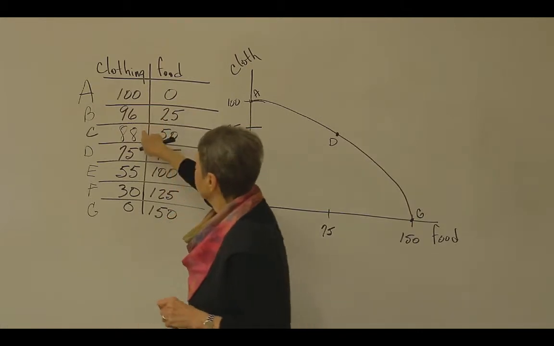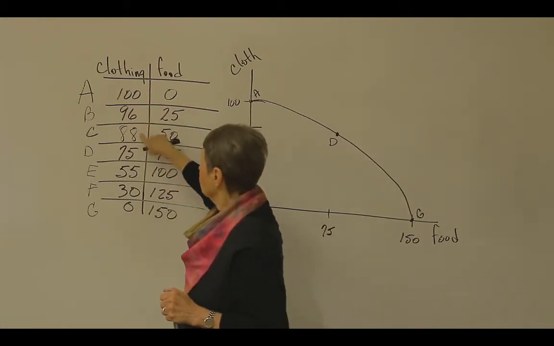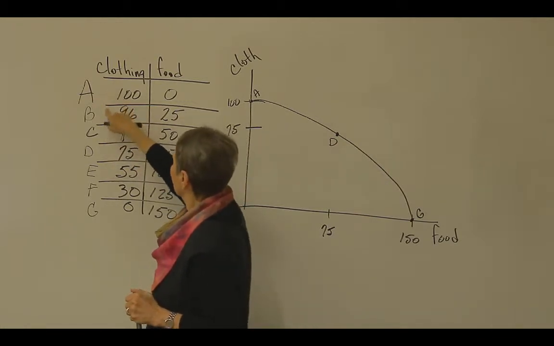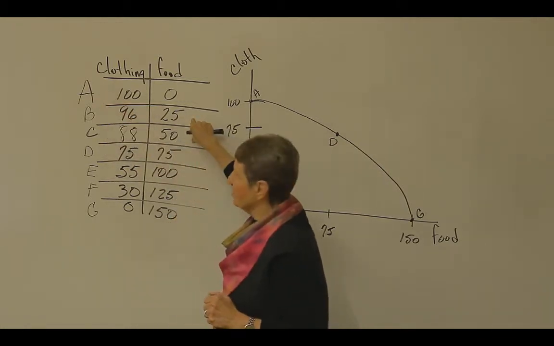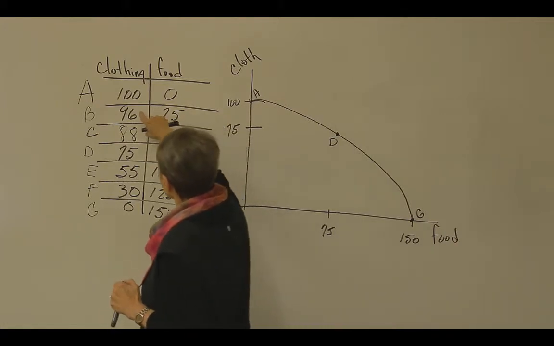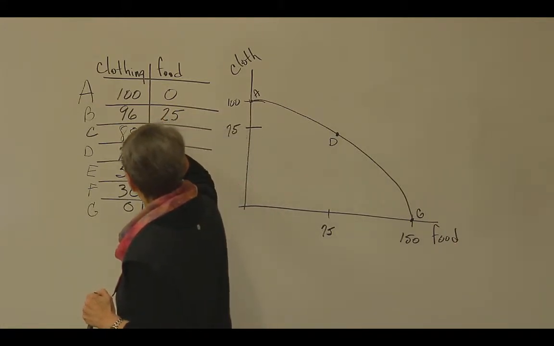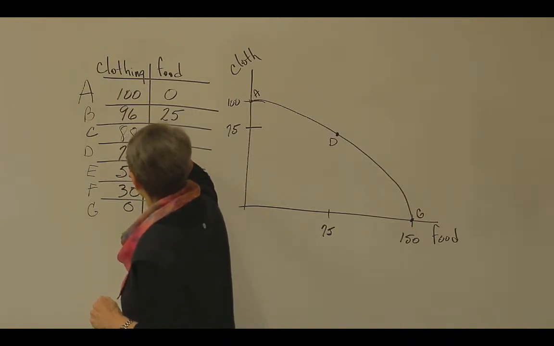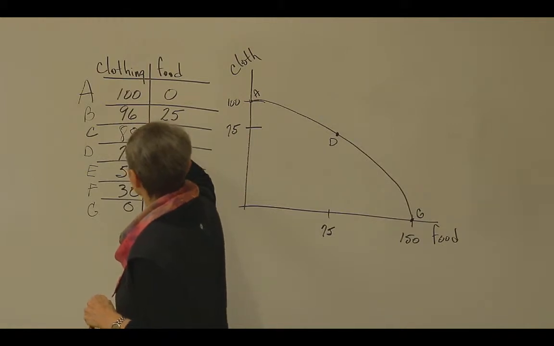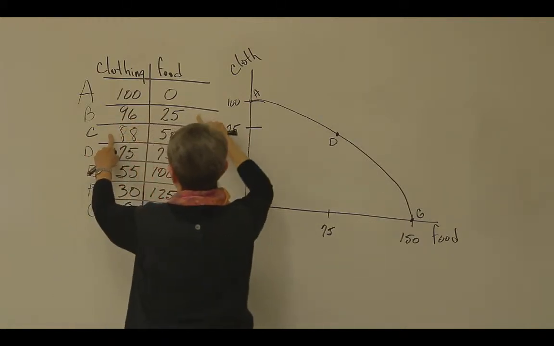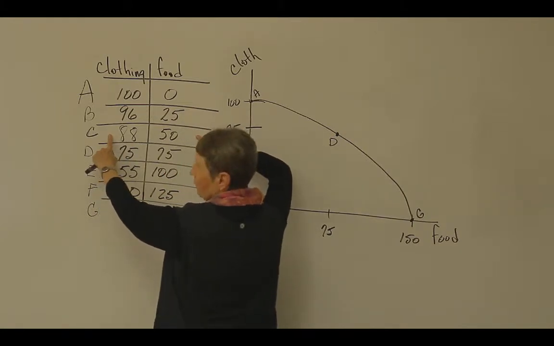But what you will notice is that it cost us more to make this move from B to C than it did from A to B, and yet the gain was the same. So what it cost us here was 96 to 88. It cost us 8 units. So we gave up 8 units of clothing, and in return we gained 25 units of food.